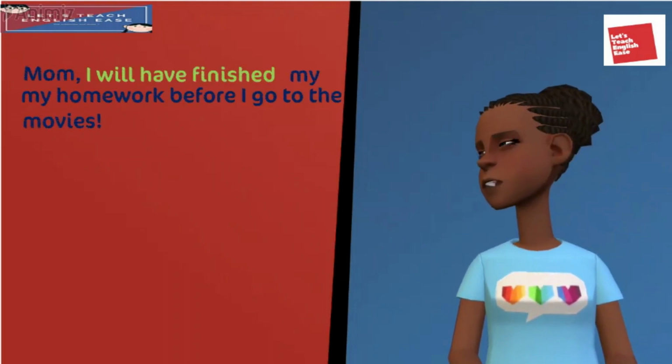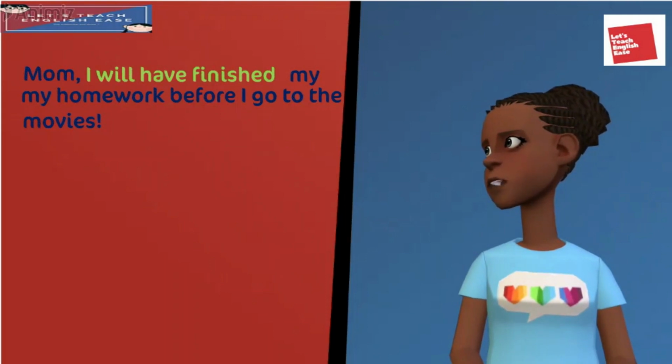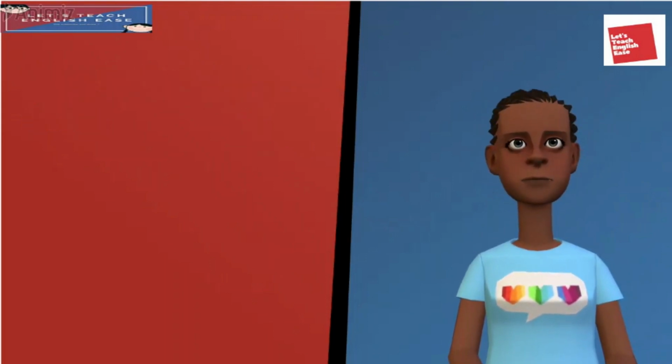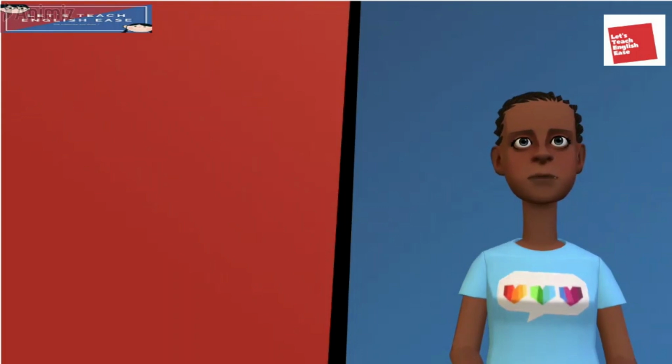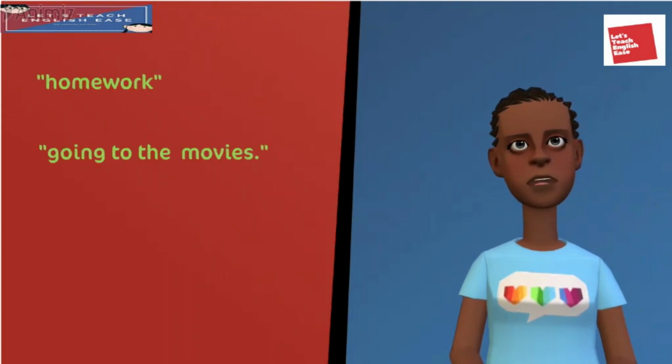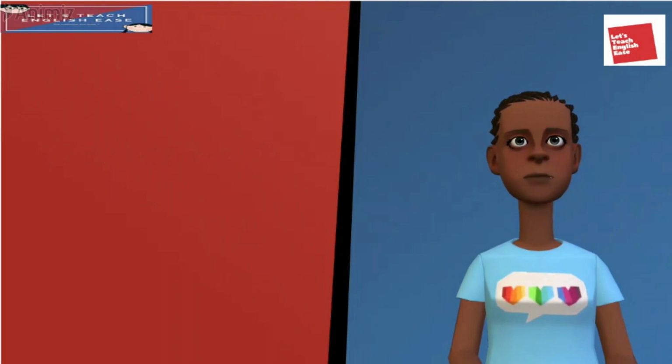Mom, I will have finished my homework before I go to the movies. Again, if you notice, there are two events happening in the sentence, finishing homework and going to the movies, and the future perfect is the one that will be completed first. Here are some more examples.